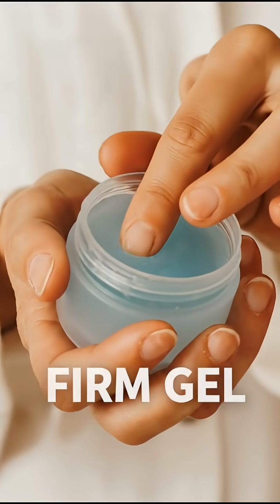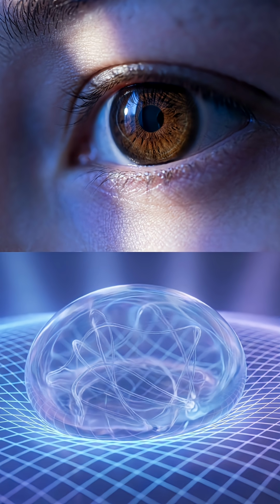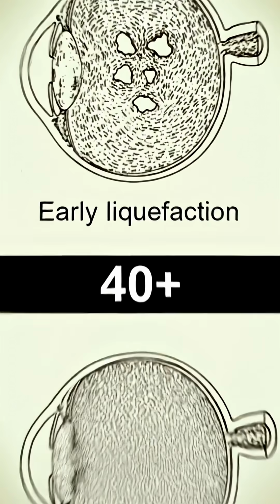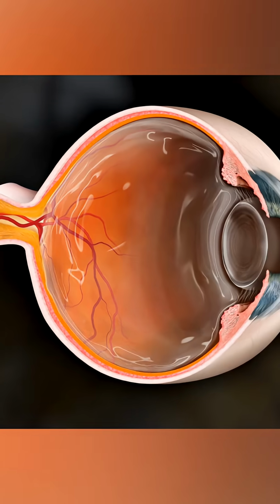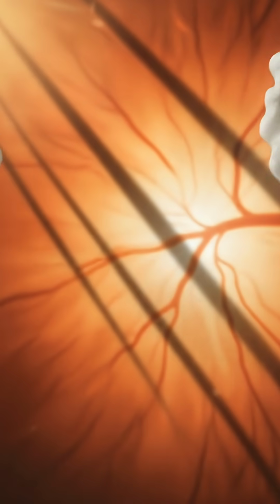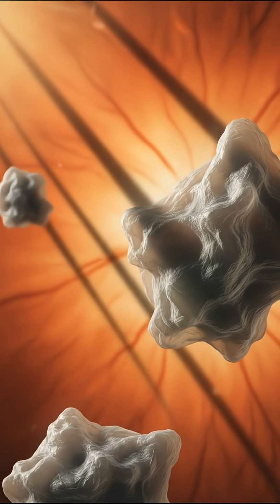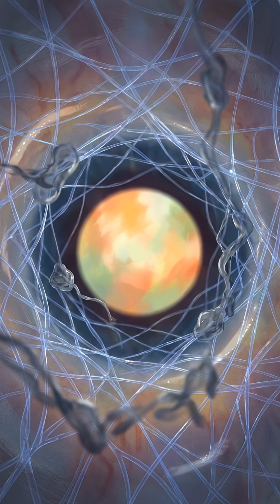When you're born, the vitreous is a firm, gel-like cushion. As you age, especially after age 40, it slowly becomes more liquid, a process called liquefaction. Tiny clumps of collagen can form and cast shadows on your retina. That's what you see as floaters.